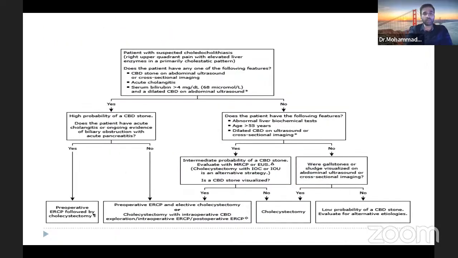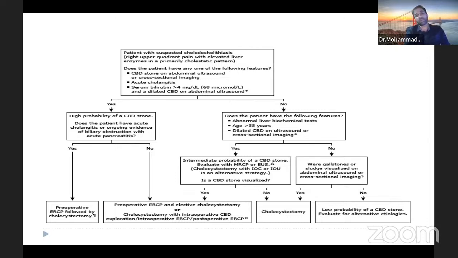This is the algorithm for how we manage patients with suspected choledocholithiasis, having any of the following features: CBD stone on ultrasound, acute cholangitis, or bilirubin greater than 4. The patient can have a high probability of CBD stone. So if the patient is not in cholangitis, the patient can be subject to pre-op ERCP. If the patient has cholangitis, again, the bile duct has to be drained by ERCP.